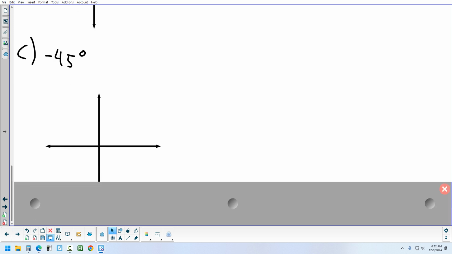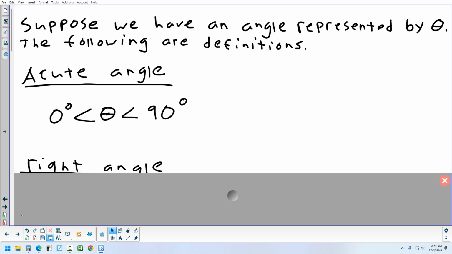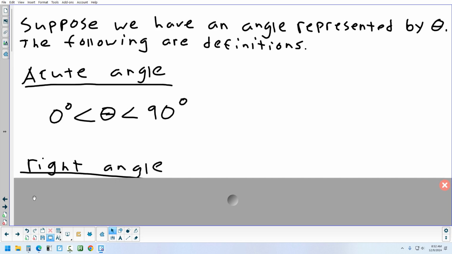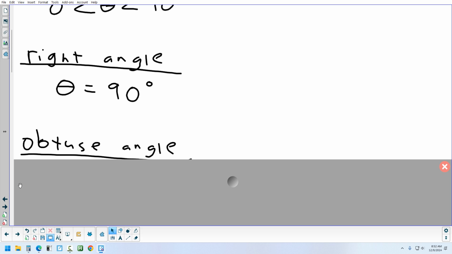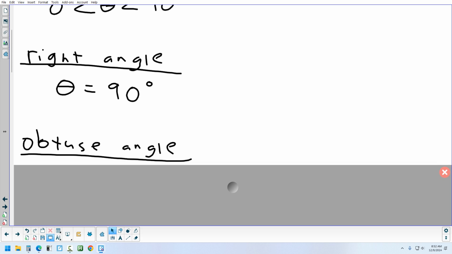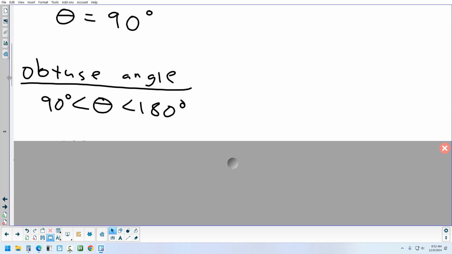And then I think we talked about acute angles, right angles. Different definitions. So acute angles are between 0 and 90. Right angle, how much is that? Exactly 90. An obtuse angle? Over 90 and less than 180. Yep. So greater than 90, less than 180.